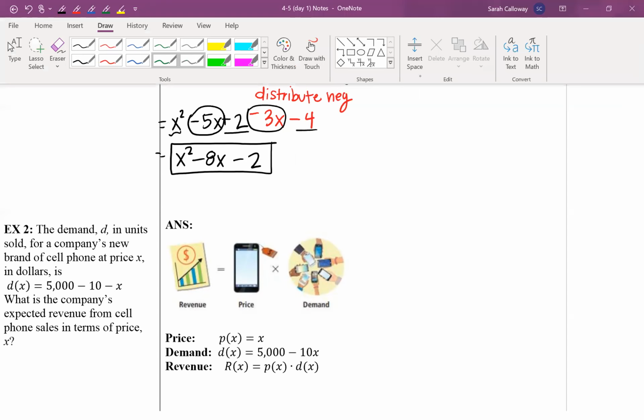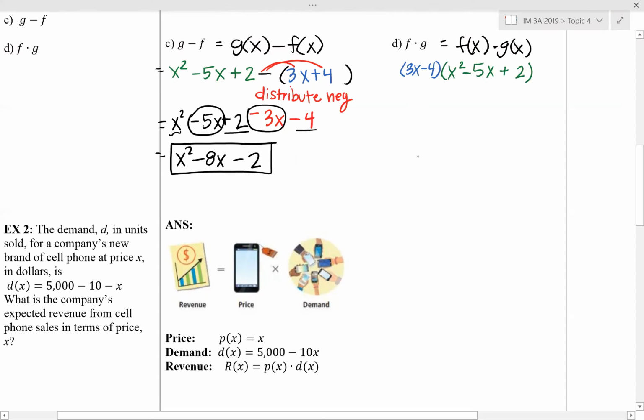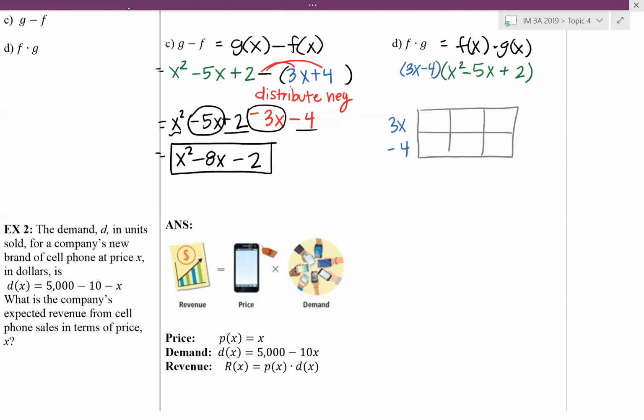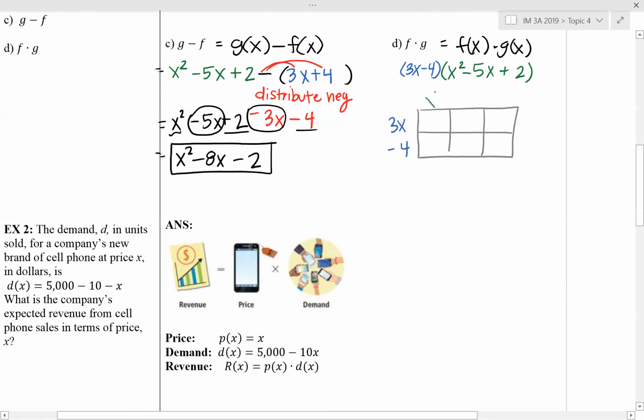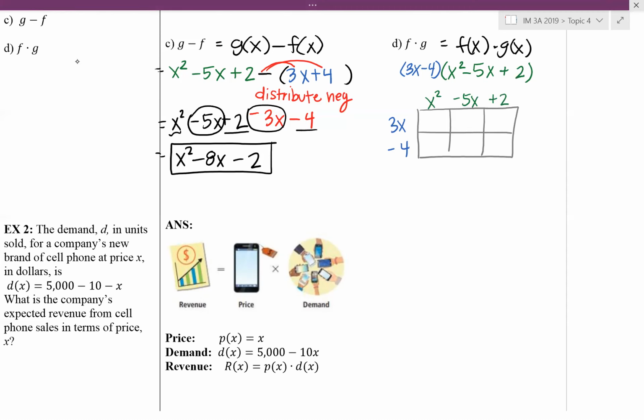Since I have a binomial times a trinomial, I'm going to organize this as a 2 by 3 box to use that area model to multiply. So I'm going to put 3x minus 4 on the vertical side and x squared minus 5x plus 2 on the horizontal side. And then remember to fill in the boxes. I'm going to multiply those two pieces together.